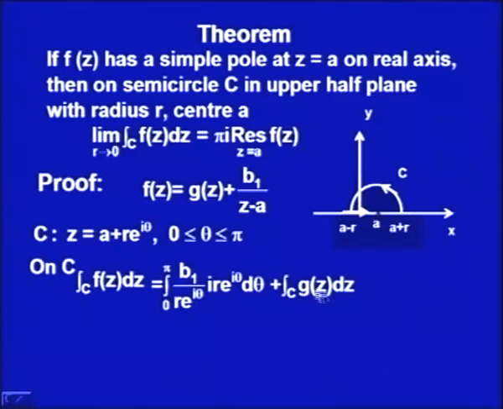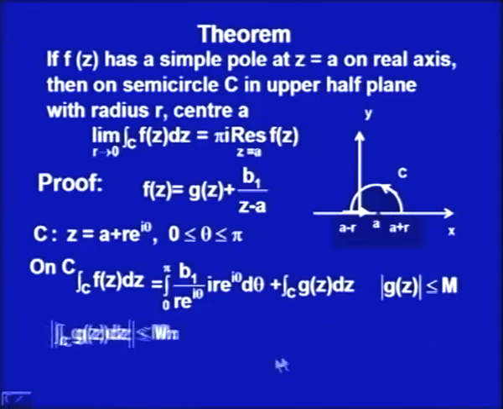Now this g(z) is analytic at a. So by definition it is continuous, and by the definition of continuity we could find a bound, a constant capital M, such that |g(z)| is less than or equal to M on this contour C. Since g(z) is analytic, hence continuous at a, and the r we have taken is a small neighborhood of the point a, on this contour C we get |g(z)| less than M.